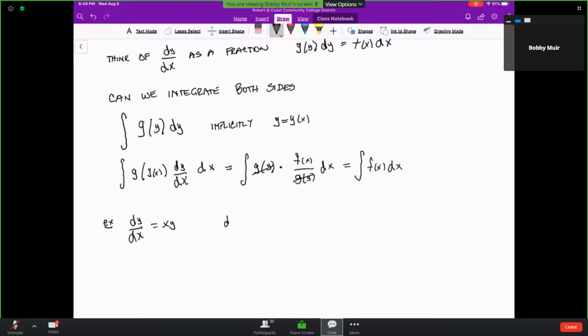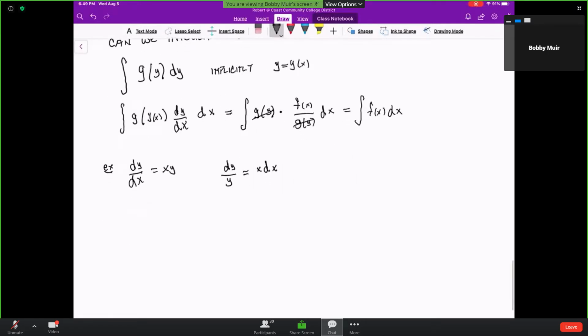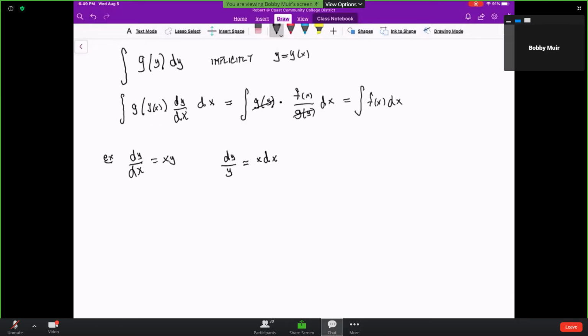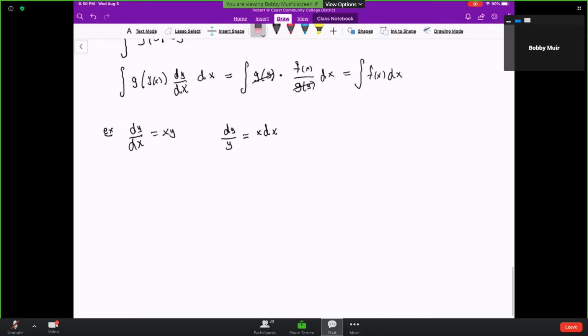Sure. I can go dy over y equals x dx. Okay, now we start playing games with the arbitrary constants. So this kind of stuff, sometimes you solve something and you look in the back of the book and it doesn't look like what you have, and your friend has a different answer. But depending on how you're doing your implicit stuff, this one shouldn't be too terribly bad.